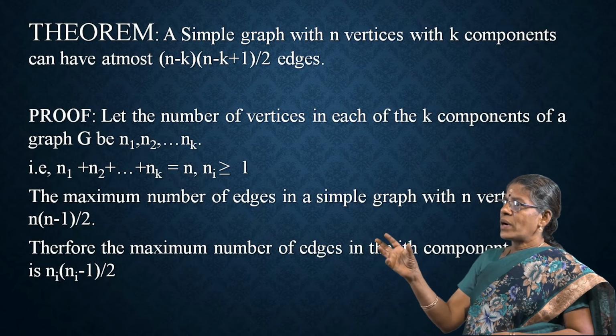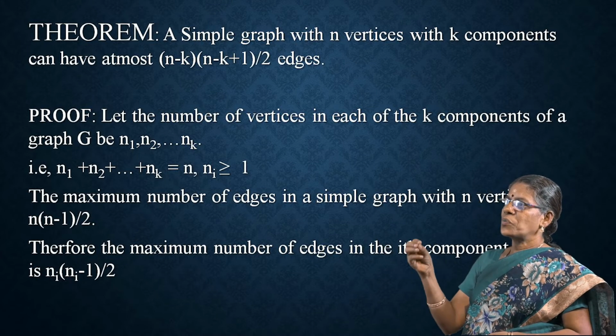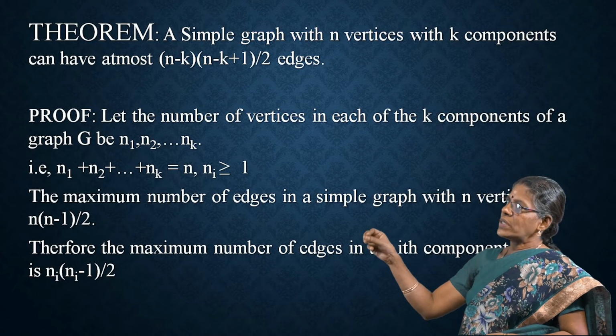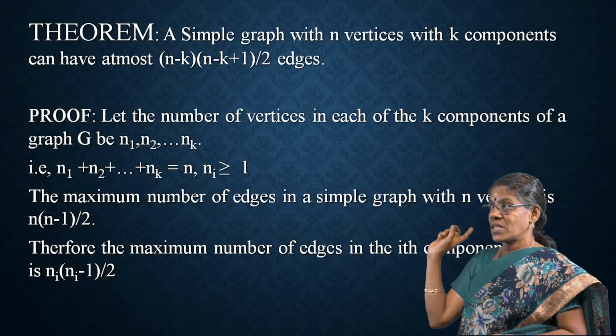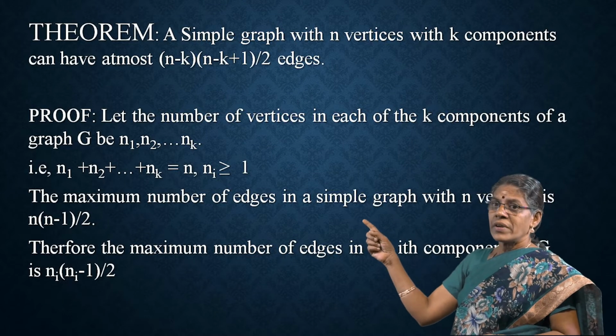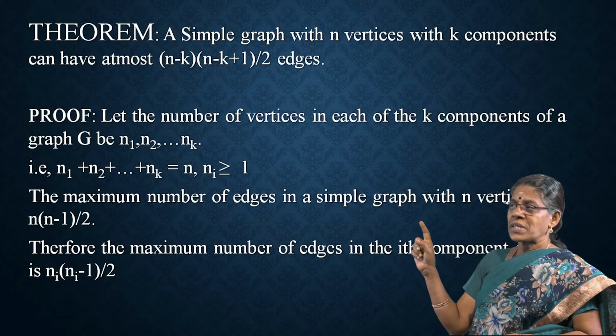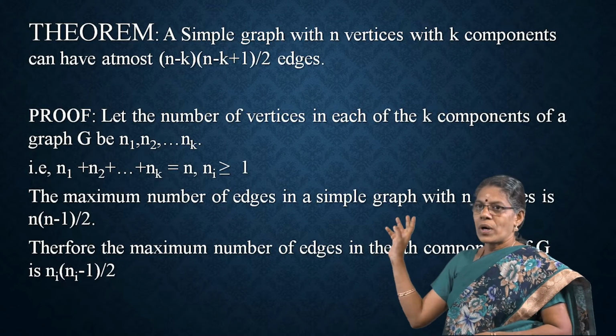Then, which implies what? Sum of the components equal to n. n1 plus n2 plus etc. nk equal to n, given that the graph has n vertices. So, adding all these k components, we get n. So, n1 plus n2 plus etc. plus nk equal to n, where ni is greater than or equal to 1.